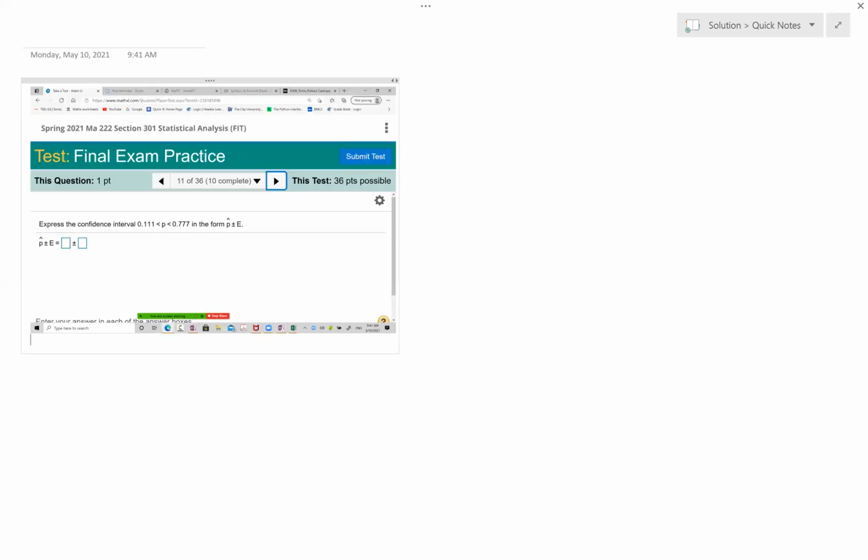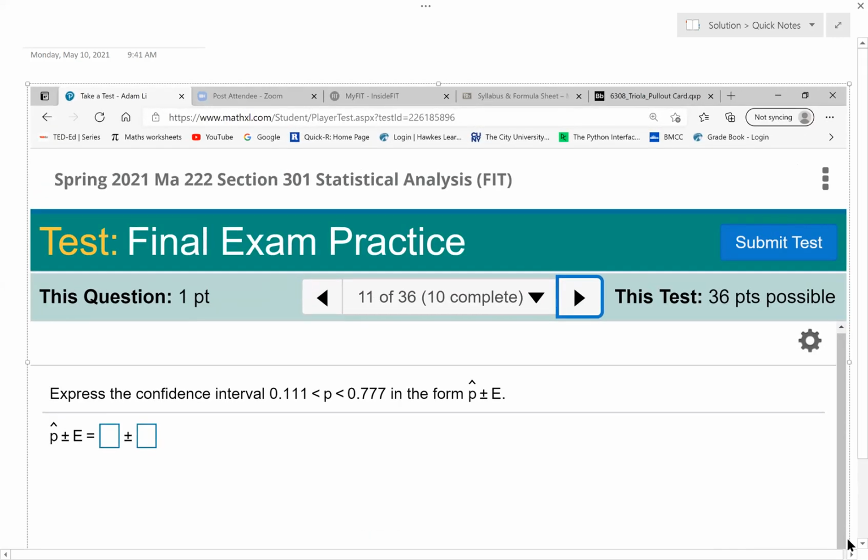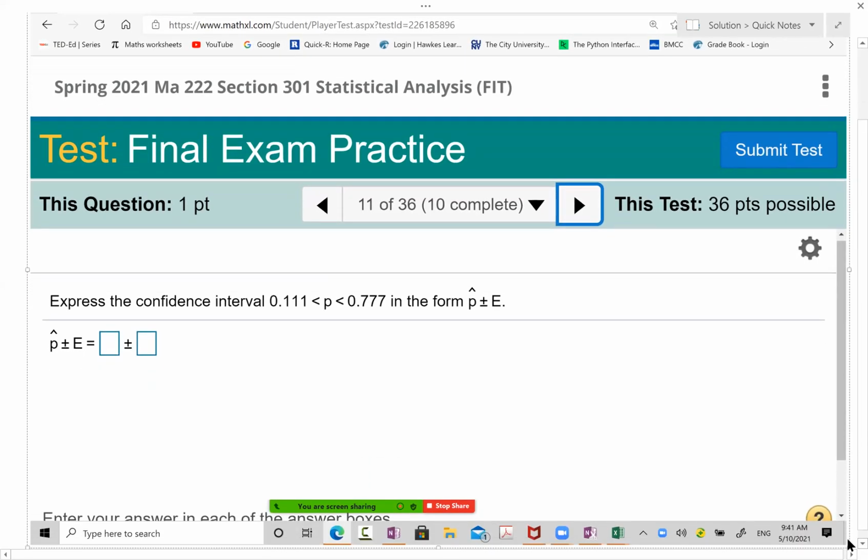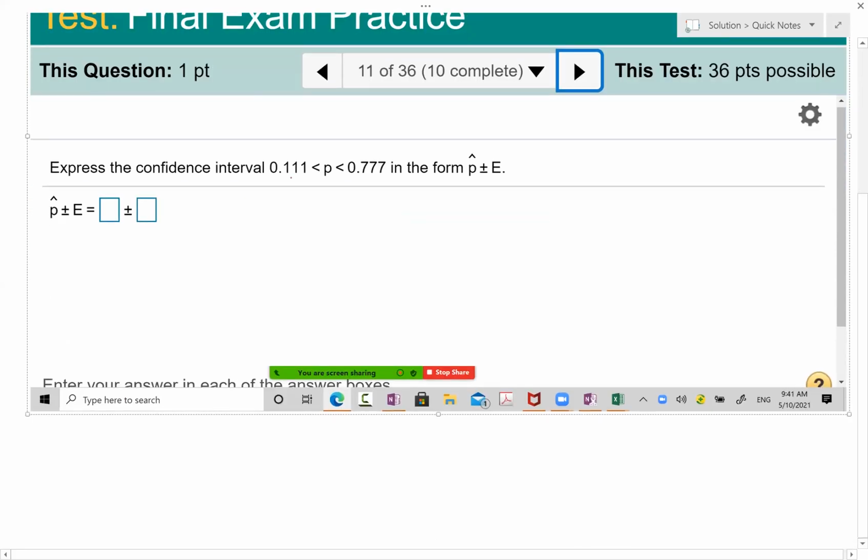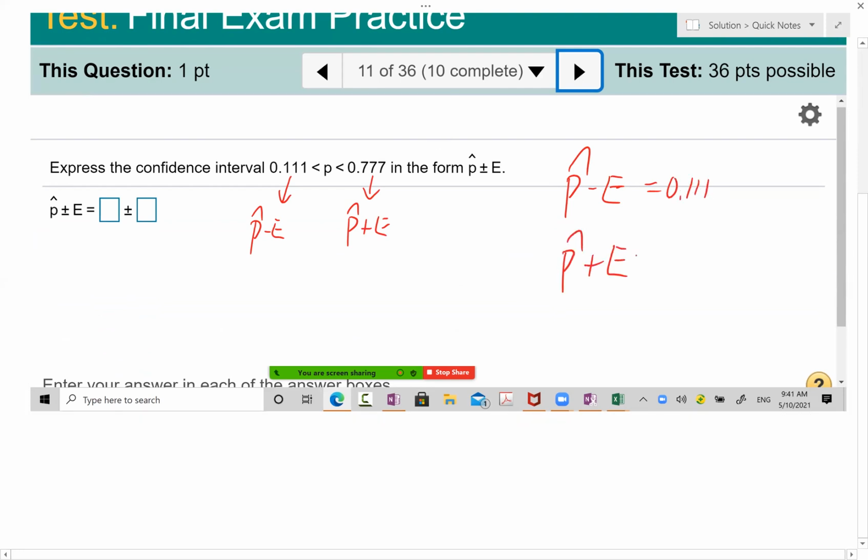Make sure I share the right screen. Here you go. So we are given this one, and we know that this is a lower limit, meaning it's p hat minus margin error, and this is the upper limit, p hat plus margin error. So basically what you're looking at is p hat minus margin error equal to 0.111, and p hat plus margin error equal to 0.777. So this is what we call a system of linear equations.